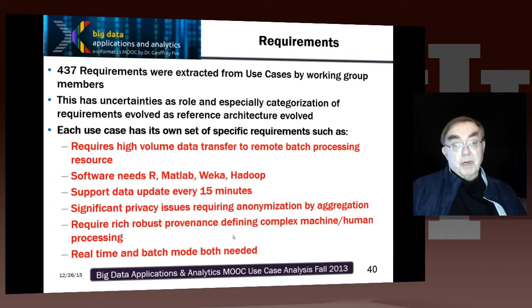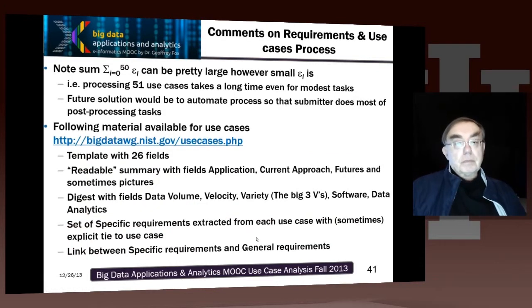And the types of requirements which you can get are: software needs R, software needs MATLAB or Hadoop and so on. You need to be able to update the data every 15 minutes, or the analysis of the data every 15 minutes. Need to transfer the data from the accelerator in Japan to the computer in the US and so on. Here we have need a lot of provenance. Real-time and batch mode both needed. So these are typical requirements which we identified.